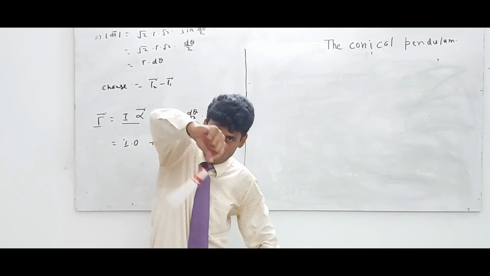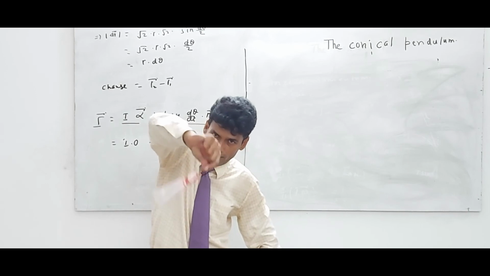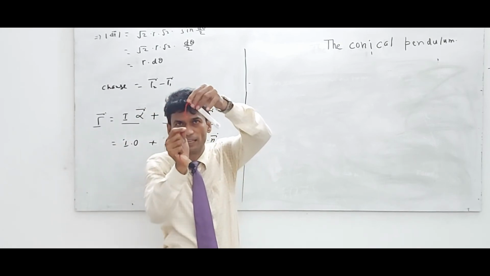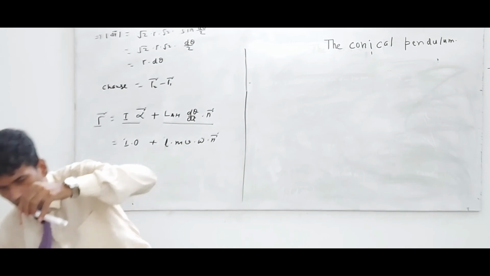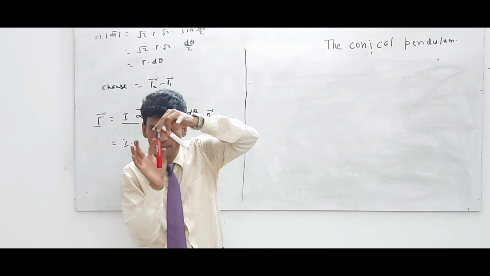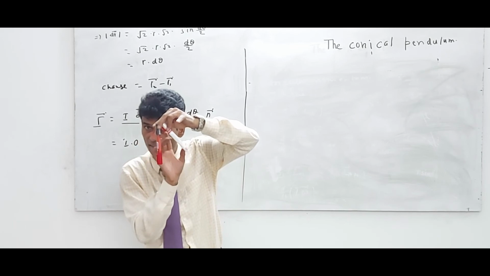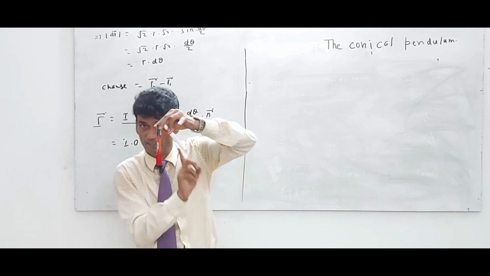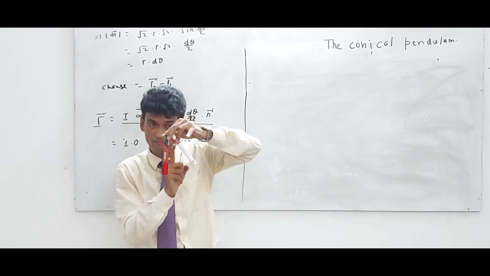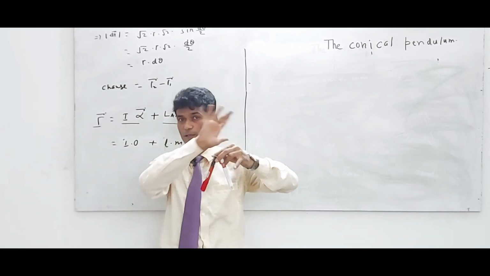Once its angular velocity is omega and keeping constant, then we have to find the angle this rod makes with the vertical, alpha. Look at here, this is the vertical and this is the rod. When the angular velocity of this conical pendulum becomes constant, this angle will not change, and now we have to find this angle. Okay, this is the problem.